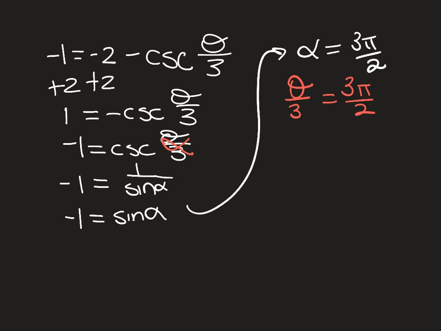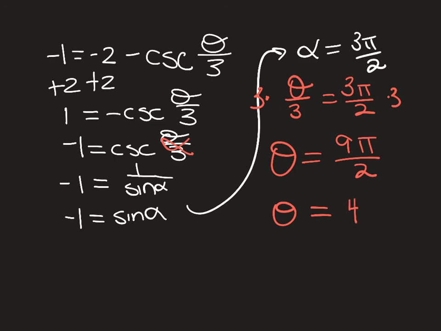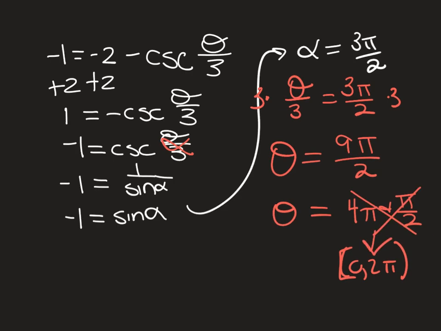So now what I'm going to do is multiply by 3 on both sides to undo this. Multiply by 3. And so I get theta equals 9 pi over 2, which is equal to 4.5 pi. It's 4 whole pi's and another pi over 2 left over. But that is not between my 0 and 2 pi. So this problem has no solutions because this answer that I got does not fit within that restriction.